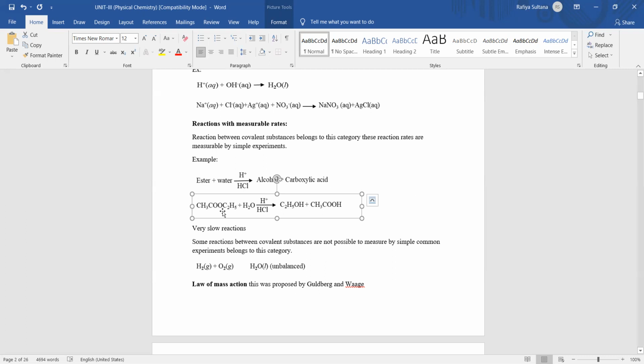You can see the slower reaction. If you look at the mechanism, there are two steps. The slowest step involves this ester group. Whichever molecules are involved in the slowest step of the mechanism, the reaction rate depends on those molecules only. So in this example, the reaction rate depends only on ester, but not on water.